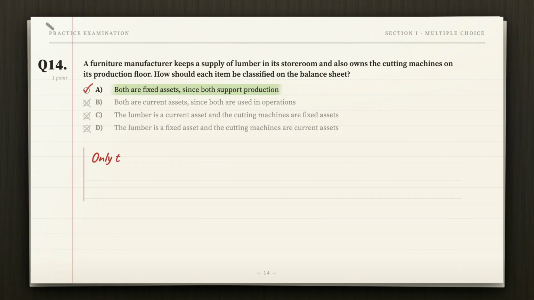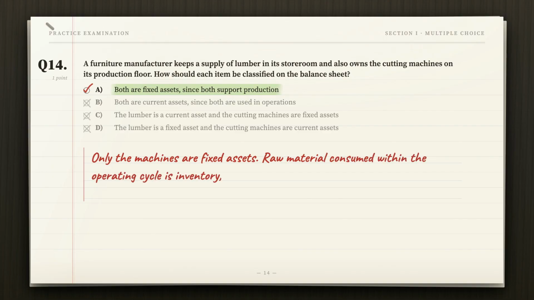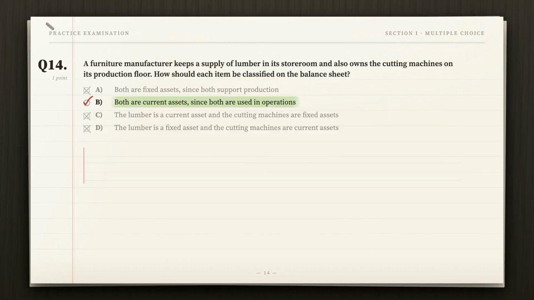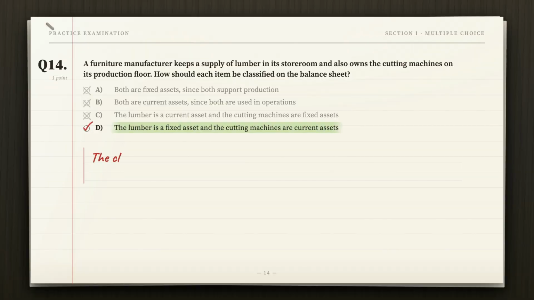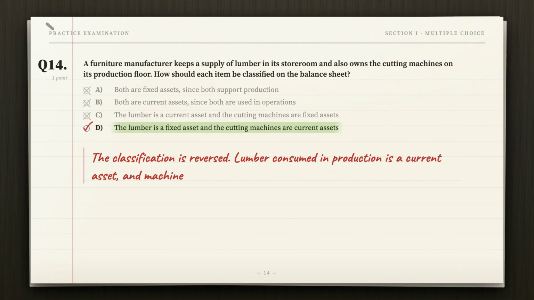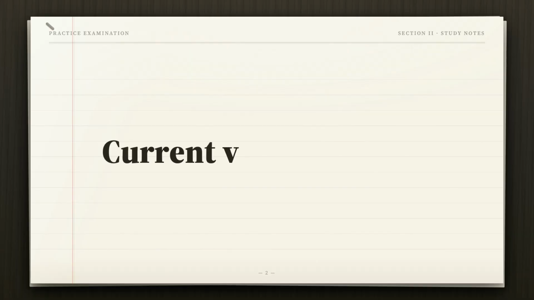A is wrong because only the machines are fixed assets. Raw material consumed within the operating cycle is inventory, a current asset, even though it feeds production. B is wrong because the cutting machines are not current assets. They serve the business for years rather than being used up within a year. Only the lumber is current. D is wrong because the classification is reversed. Lumber consumed in production is a current asset and machinery used for years is a fixed asset.